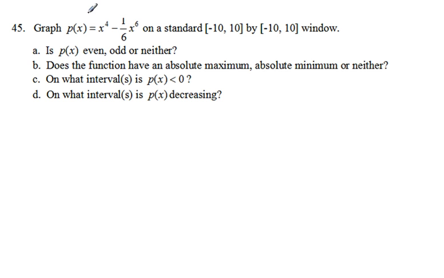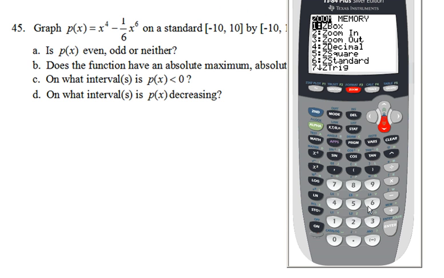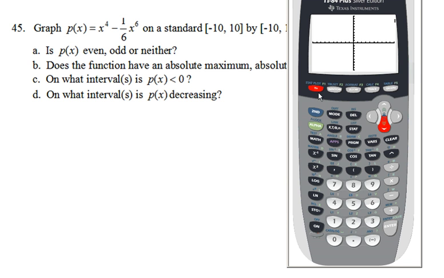And here we're given a function, and we're supposed to answer some questions about it. So let's go ahead and first start with our standard window. That negative 10 to 10 is the same thing as zoom standard, so that's 6. I'm going to go to my y equals. Oops, it's still graphing that last one. Go to my y equals, clear out what was there. All right, and let's put this equation in here. So we have x to the 4th minus 1/6 x to the 6th. And we graph this.